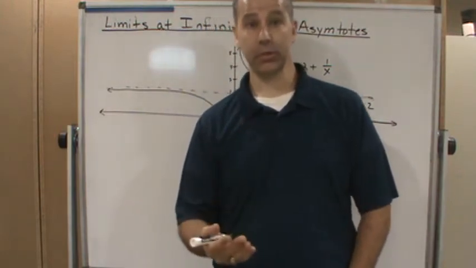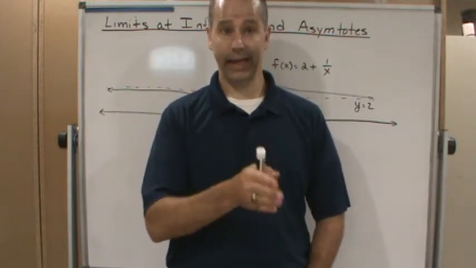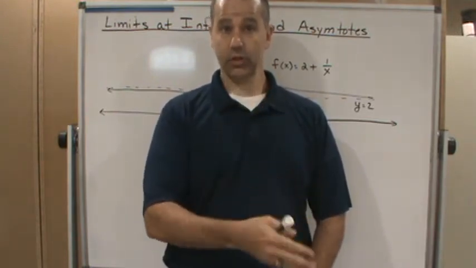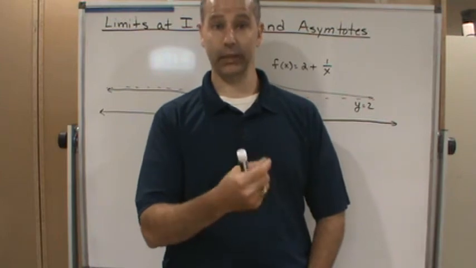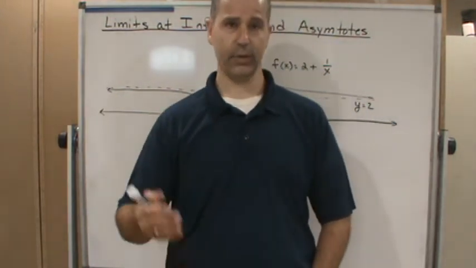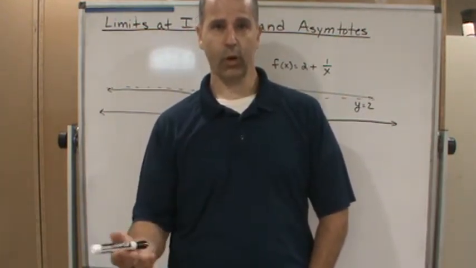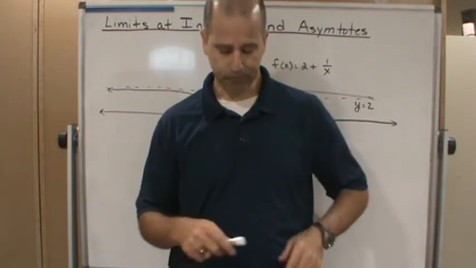We talked about the precise definition of a limit, saying that as we get closer and closer to a, the function should be getting closer and closer to some real number value. Then we talked about infinite limits: as we approach a, do we go to positive or negative infinity?